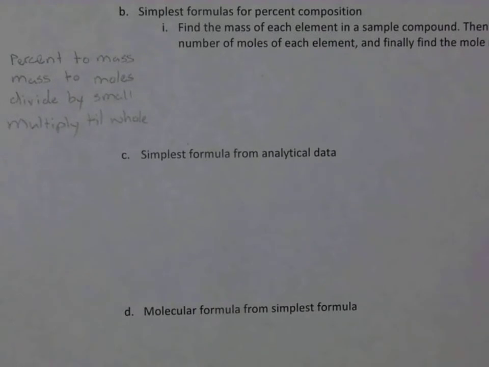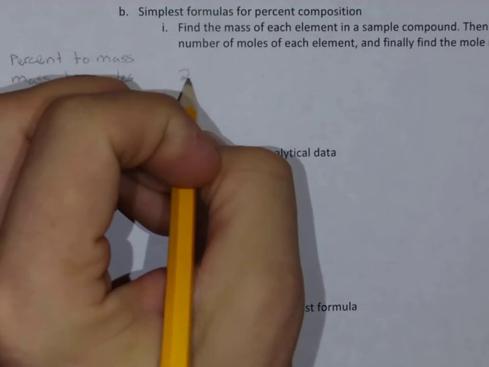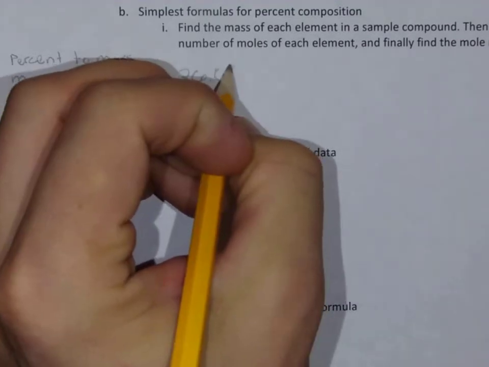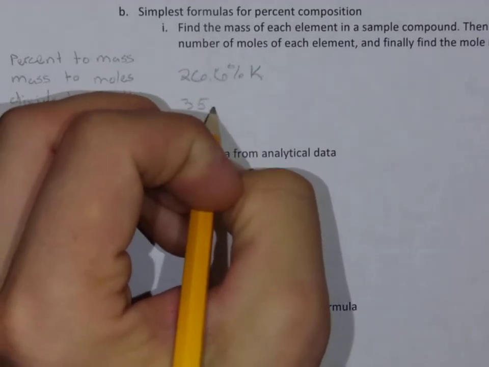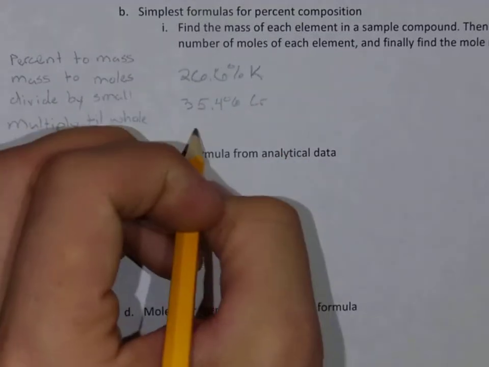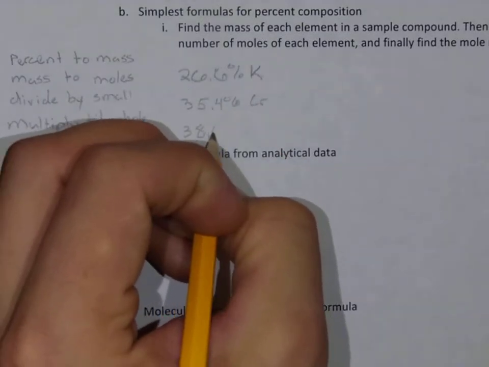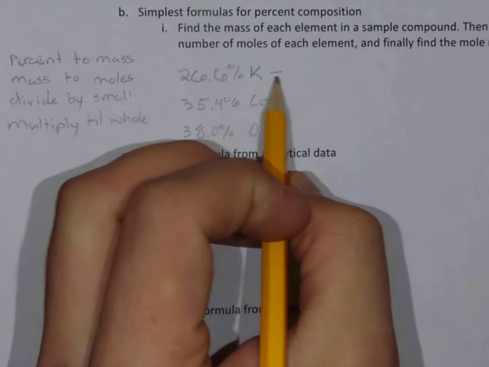If we have something, we're going to do an example here. So if we have 26.6% K, 35.4% of Cr, and 38% O. It could be K2CrO4, could be something else. I don't know. I have my percentages now. I'm going to try and get to the formula. First off, each of these, we're calling them grams.